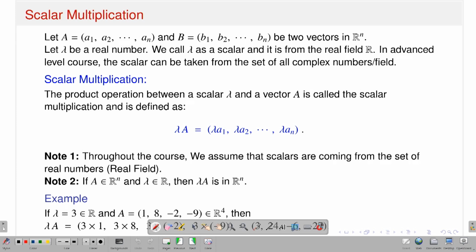For example, I take lambda equal to 3 and capital A as the vector in R4, 1, 8, minus 2, minus 9. Then lambda times A, I have to multiply component-wise. 3 into 1 is the first component 3, 3 into 8 is the second component 24, 3 into minus 2 is the third component minus 6, and 3 into minus 9 is the fourth component minus 27. So, 3 times A is the vector 3, 24, minus 6, minus 27.